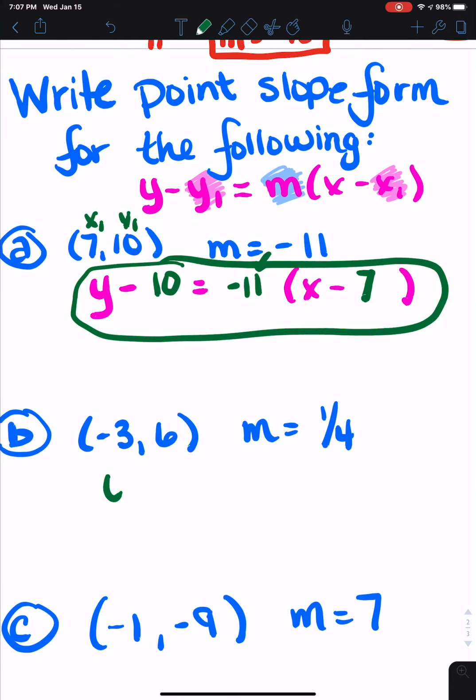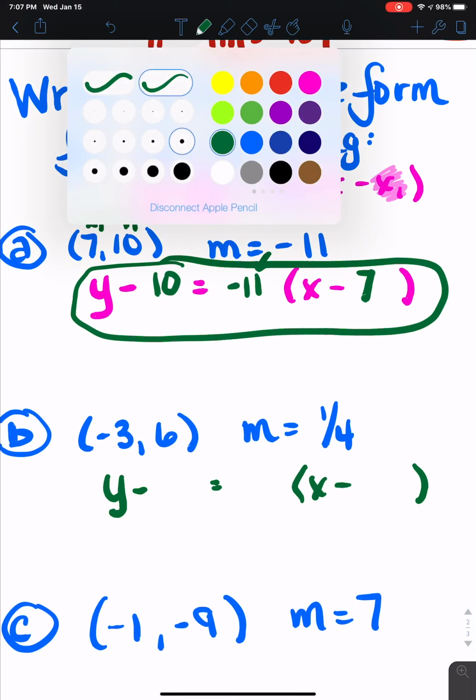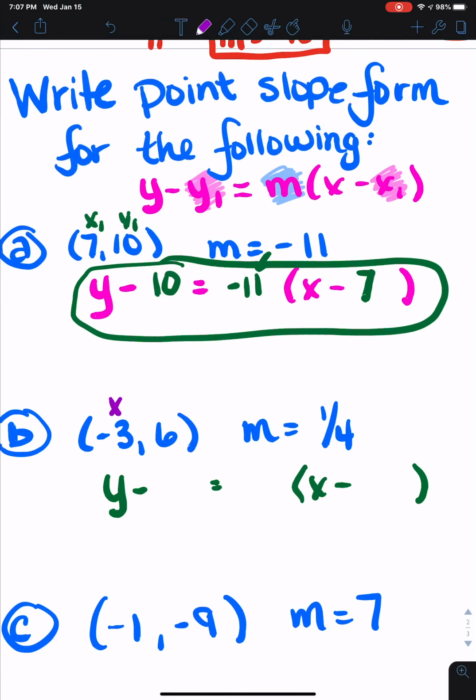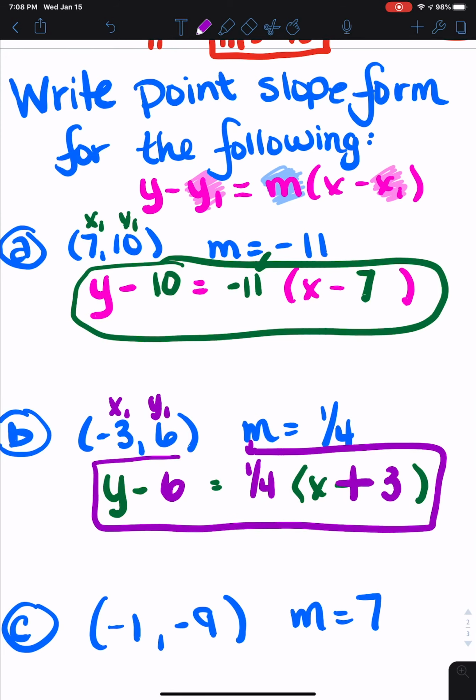Okay, now if I set up my outline here, that framework that we talked about before, this is going to be x sub 1, and that's going to be y sub 1. So x sub 1 is going to be negative 3. Y sub 1 is going to be 6, and then your slope goes right in here. Now the only thing that I probably need to deal with is this part right here. So when I have that, two negatives become a positive. Here's my equation.